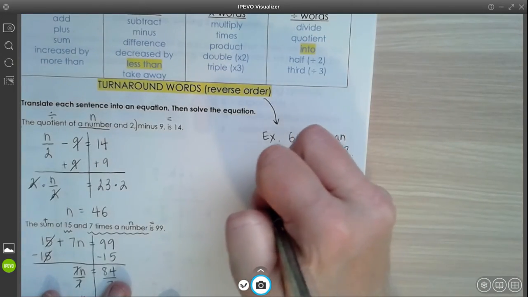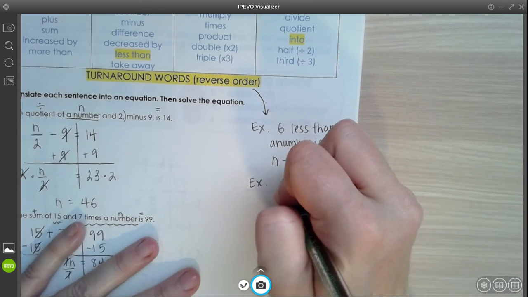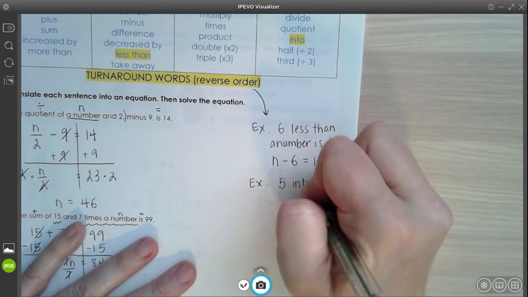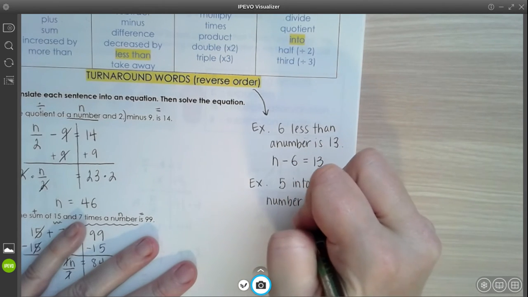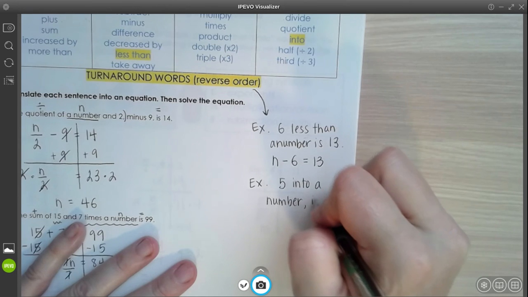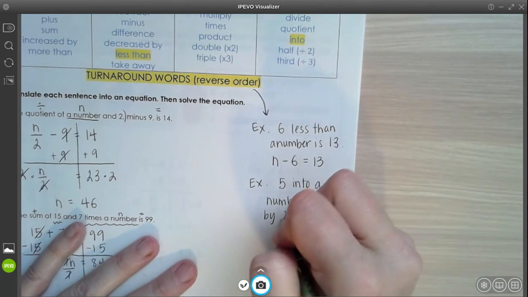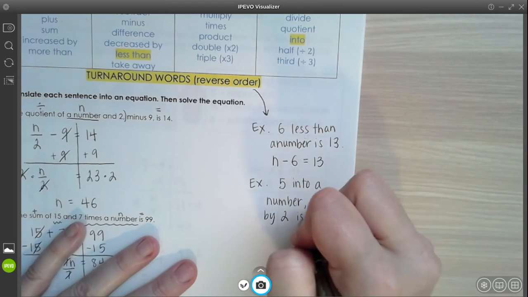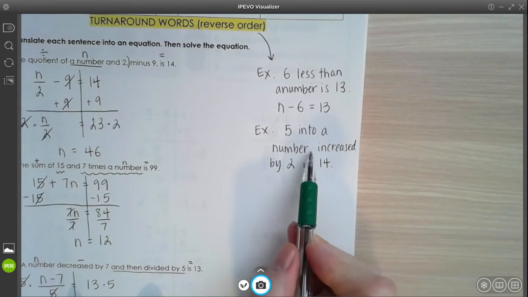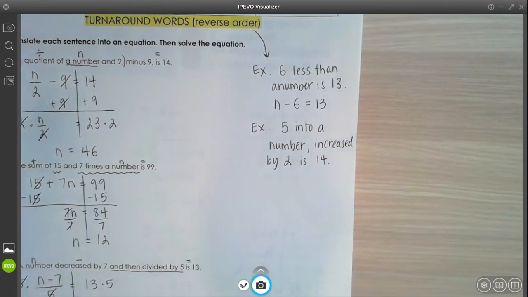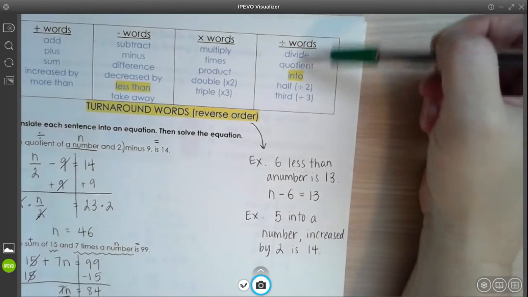Okay, another example is if I use the word into. So let's say I did 5 into a number, increased by 2, is 14. Okay. Notice there's a comma here, which means 5 into a number is going to get grouped by itself. Into is division. Okay. It is a turnaround word.